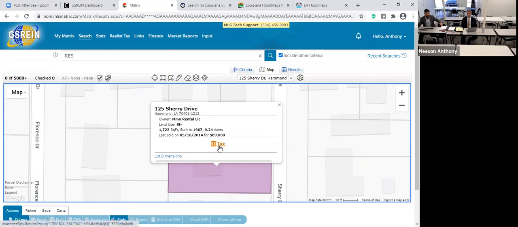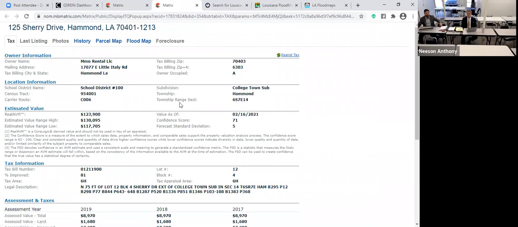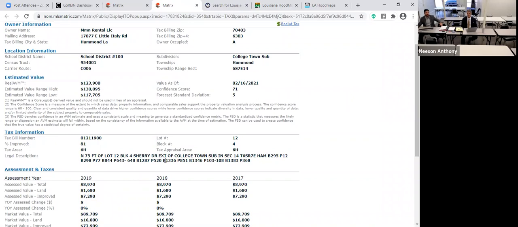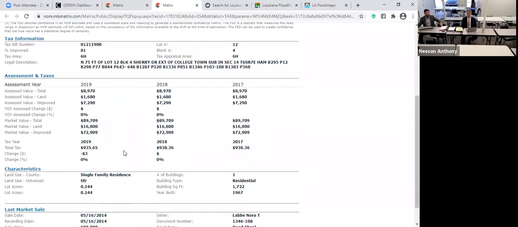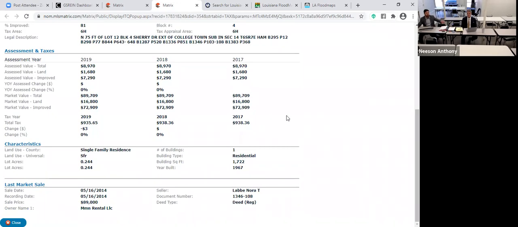Well, I can click on tax, and now it starts to tell me all kinds of interesting, fun things. Again, it gives me the legal descriptions, right? It tells me the lot number, it tells me the block number, right? It gives me assessment values and taxes. So now as I'm talking to my people, I know what it was assessed for over these years. So I can tell them 2017 total taxes this, 2018 total taxes this, 2019 total taxes down $3, right? Here's where I want to start getting into some really interesting stuff.